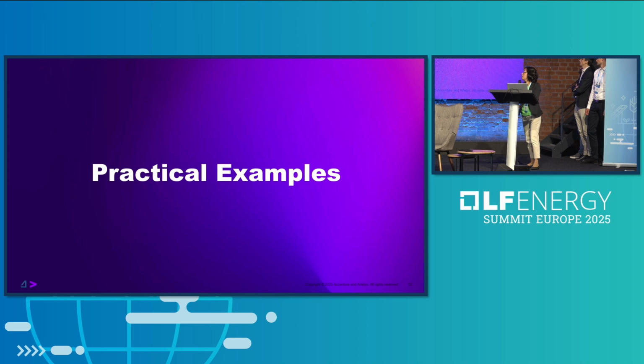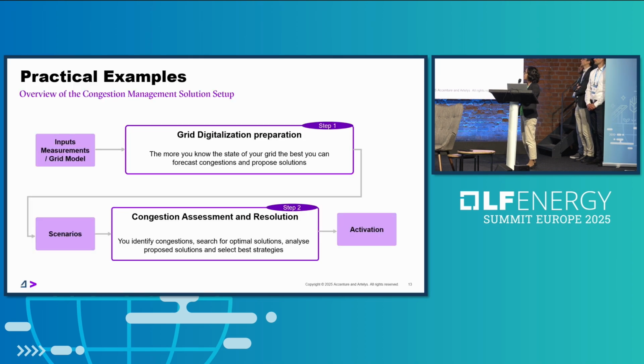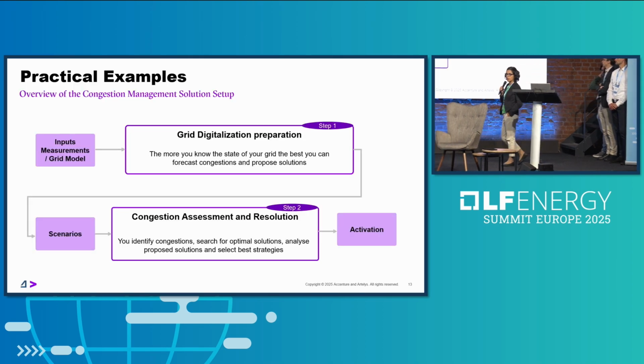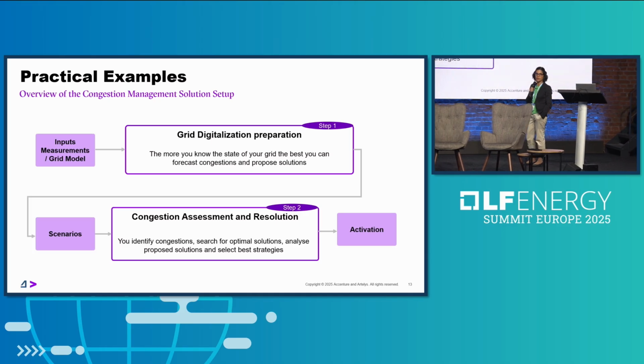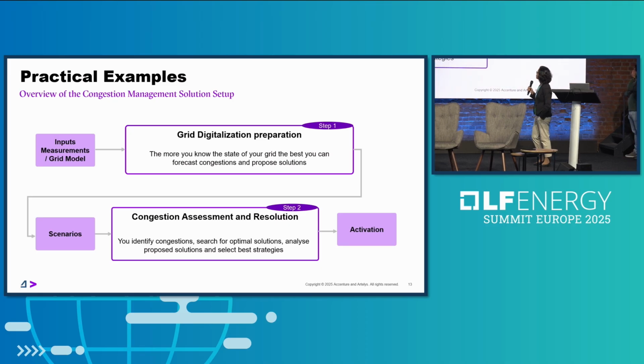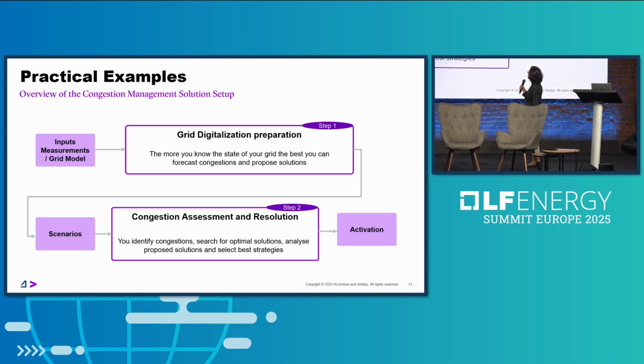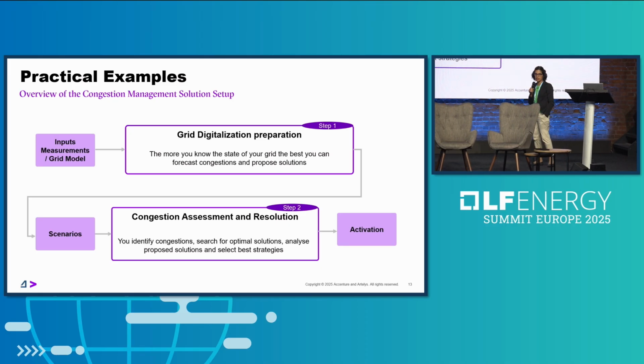Okay, so we'll present some practical examples that are based in our experiences or projects that we have done in the context of congestion management or other similar contexts. The idea is that the workflow we can separate in two big steps. In step one, you need to prepare the grid digitalization, right?